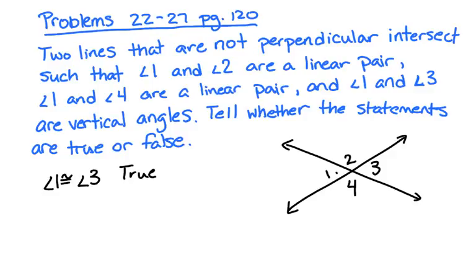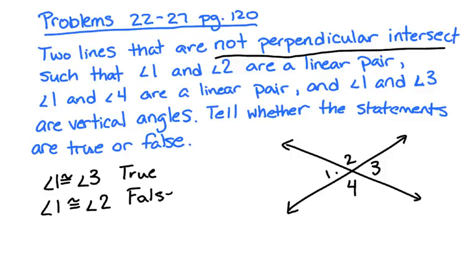You may have another statement like, angle 1 is congruent to angle 2. Well, they would not be congruent in this case because they are a linear pair, and the only way linear pairs are congruent to each other is if they intersect at a right angle, meaning both angle 1 and angle 2 are 90 degrees. But that's not this case because up here it says not perpendicular. So this is false.